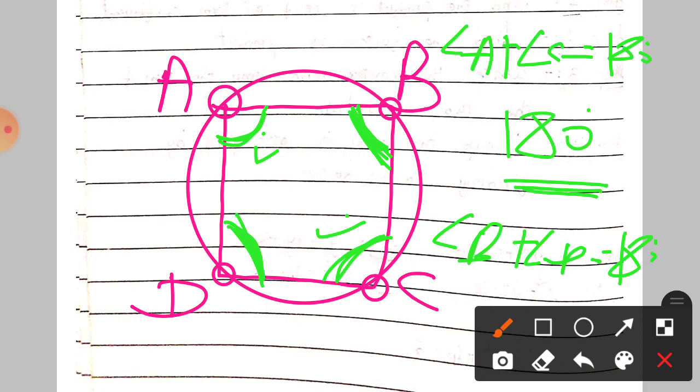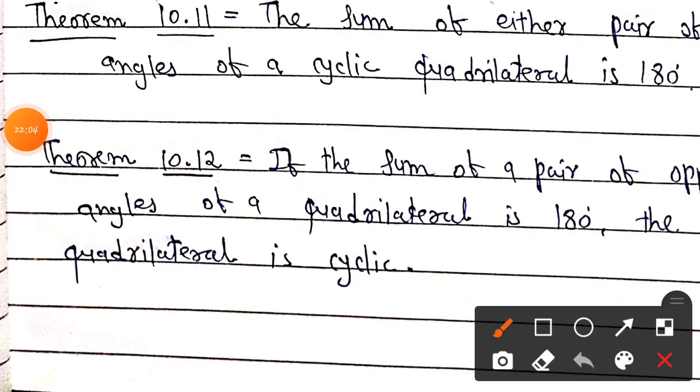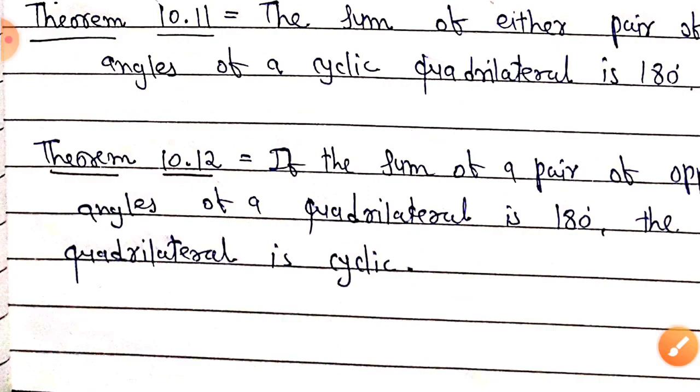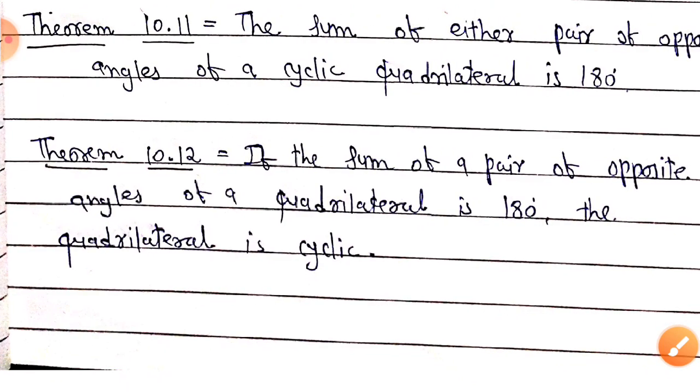Correct? And now move on to theorem number 10.12. In theorem number 10.12, if the sum of a pair of opposite angles of a quadrilateral is 180 degree, the quadrilateral is cyclic. Correct? It is a converse of theorem number 10.11. So here all the theorems and all the theoretical concepts related to circles are over.